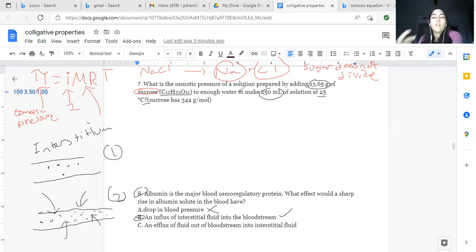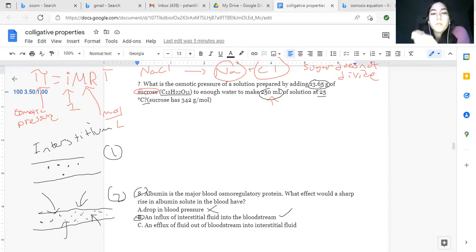Good thing it gave us the volume. We want to find the molarity, the moles per liter. So let's do that.